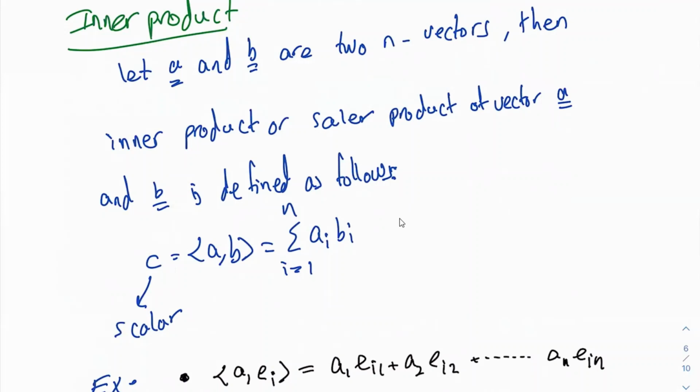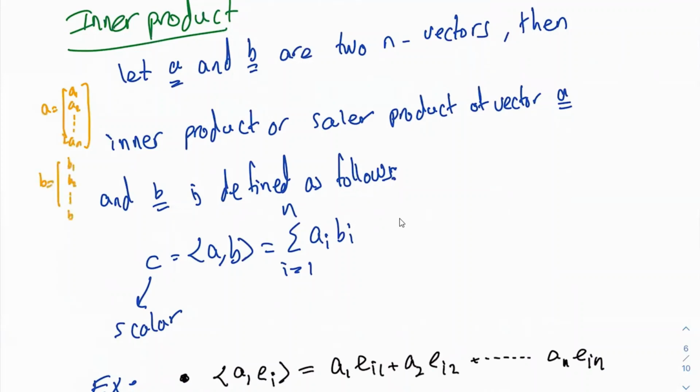So the inner product of two n-dimensional vectors, let's say this is A and this is B, is also referred to sometimes as a scalar product. Why is that a scalar product? Because when you do A dot B, you get a scalar at the end. You don't get a vector. It's called a scalar product.